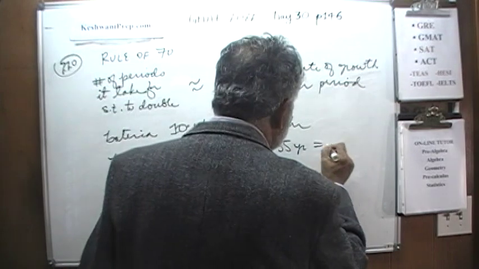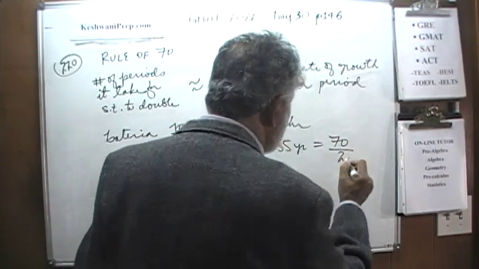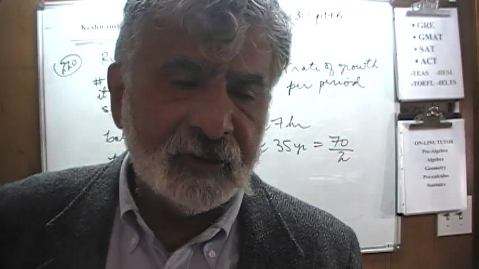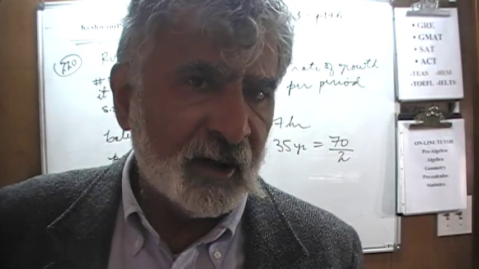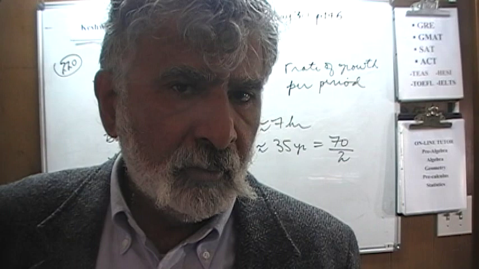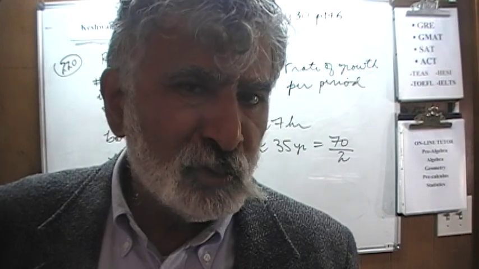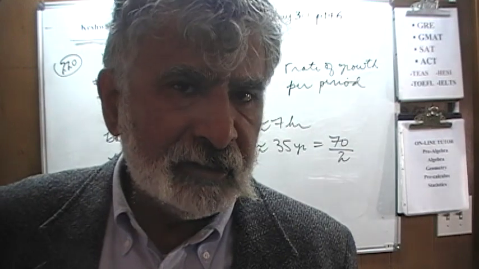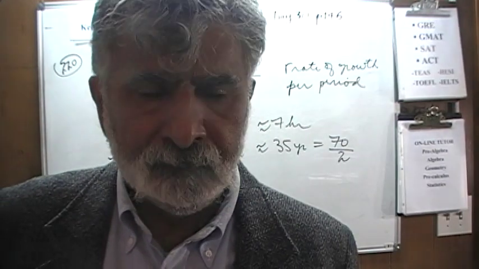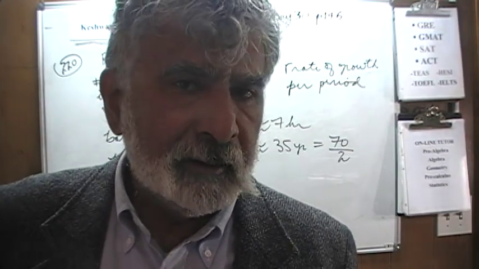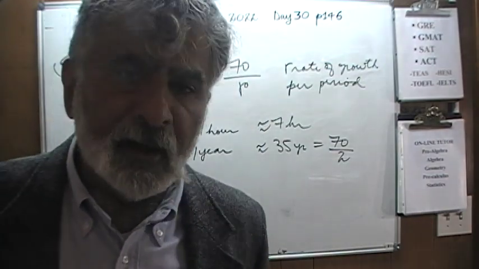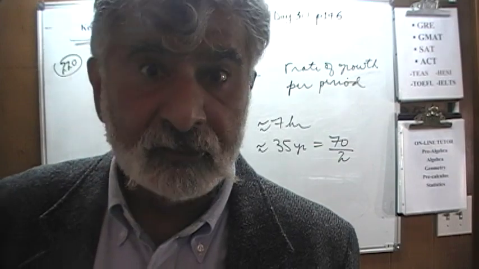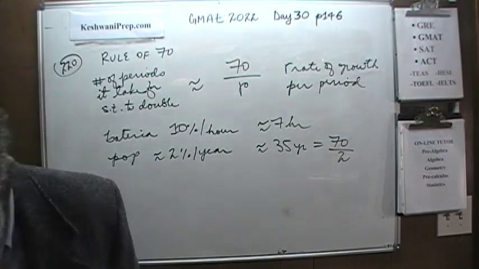Because it is simply 70 divided by the rate of growth. 70 divided by 2 is 35. Every 35 years, the population is going to double in size. In other words, the population of a country that is growing at 2% a year will quadruple in 70 years. It will double in 35 years, and in the other 35 years, it's going to go from double to quadruple. It is growing astronomically.